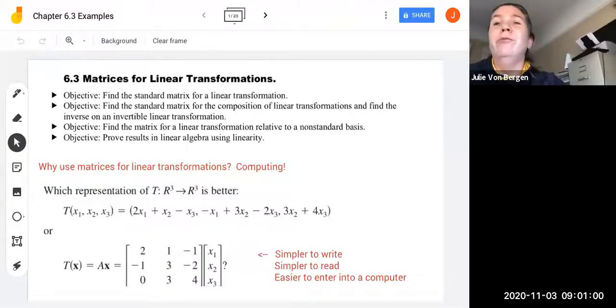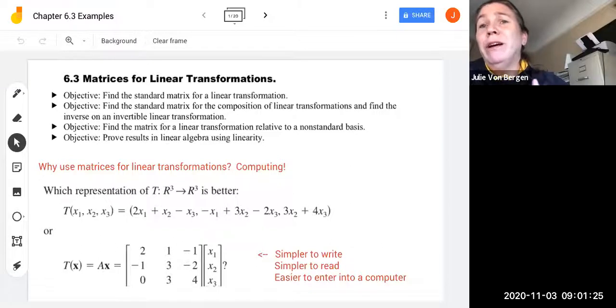In this video, we are going over how we use matrices for linear transformations. This is chapter 6.3. Our learning objectives for this chapter and set of videos are to find the standard matrix for a linear transformation, to find the standard matrix for the composition of linear transformations, and to find the inverse of an invertible linear transformation.